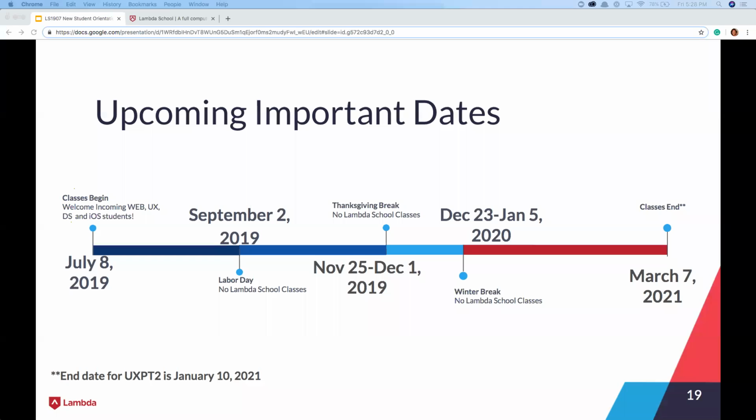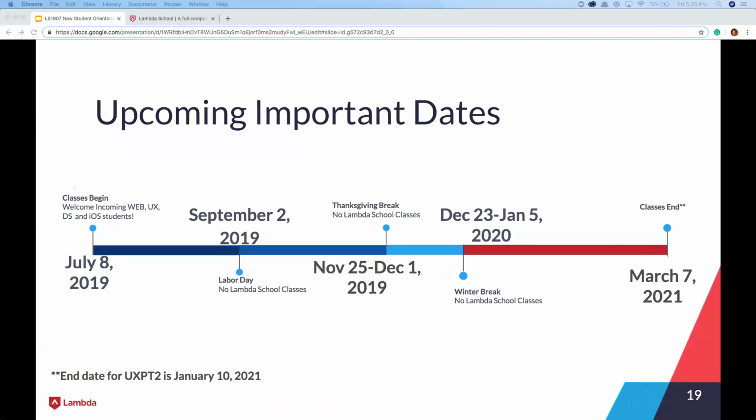All right, so let's talk about the schedule. Important dates coming up. Monday, it's the first day of class. Be there, be square. September 2nd is Labor Day. There will be no classes. And then there's some breaks. We have November 25th to December 1st. That's Thanksgiving, and then winter break as well, December 23rd to January 5th.